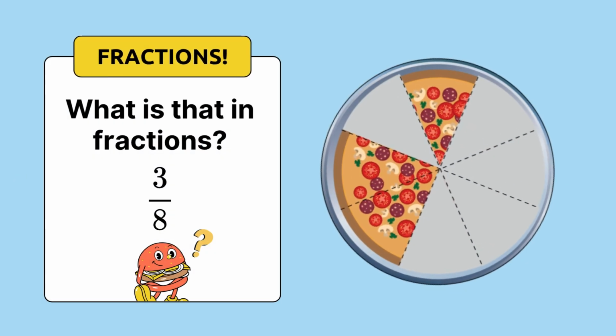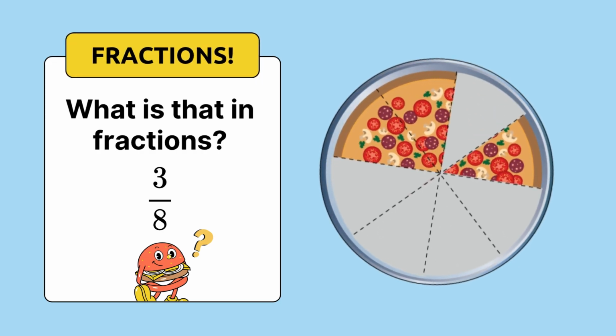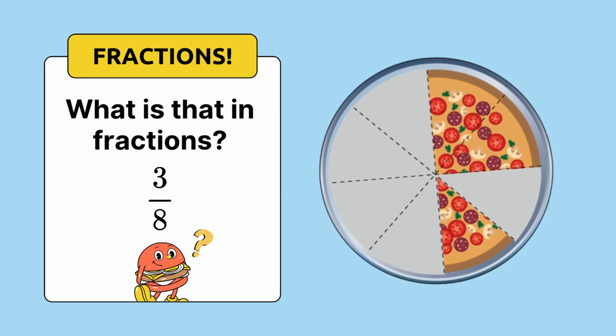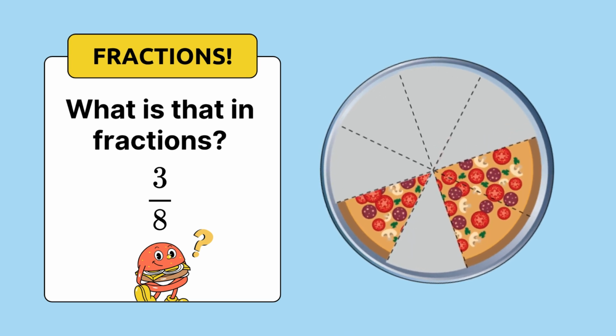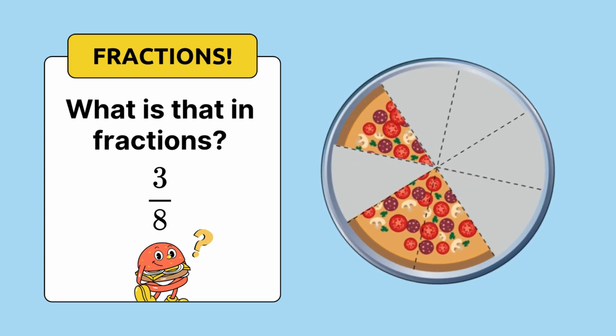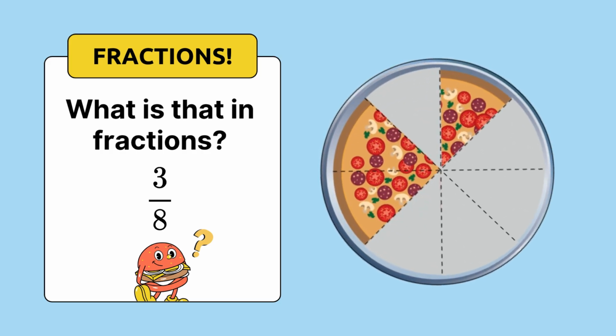A fraction shows a part of something that has been divided into equal pieces. When we share a pizza or a chocolate bar, we are using fractions. The top number, called the numerator, tells us how many parts we have, while the bottom number, called the denominator, tells how many equal parts the whole has. In the picture given, the fraction is 3/8, which means that we have 3 slices left out of 8.